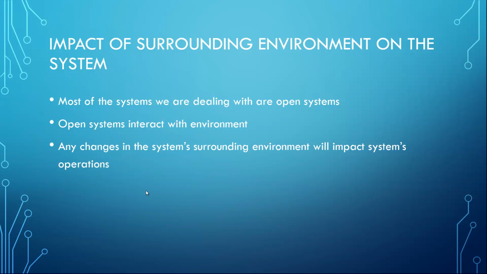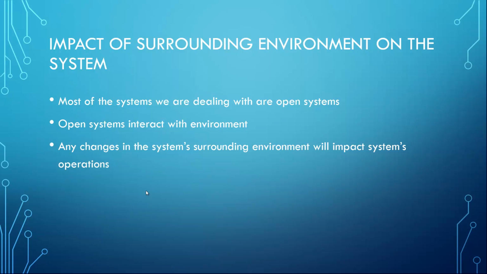Most of the systems we are dealing with are open systems. Open systems means they interact with the environment. A closed system does not interact with anything; it's just closed on itself, and there is no interaction between the system and the surrounding components or environment. When you have an open system, any changes in that system or in the surroundings will impact that system's operation. Since there is an interaction, there is an impact. For the closed system, we don't have such a problem. For the open system, we have such a problem.